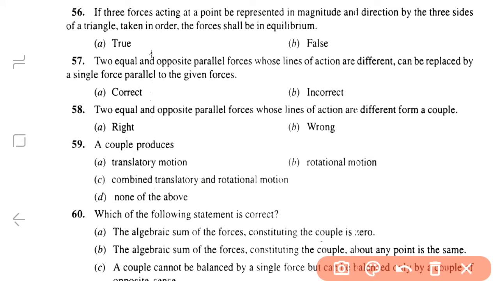Next is question 56. If three forces acting at a point be represented in magnitude and direction by the three sides of a triangle taken in order, the forces shall be in equilibrium. Here options are true or false, and the correct option is option A, that is true.